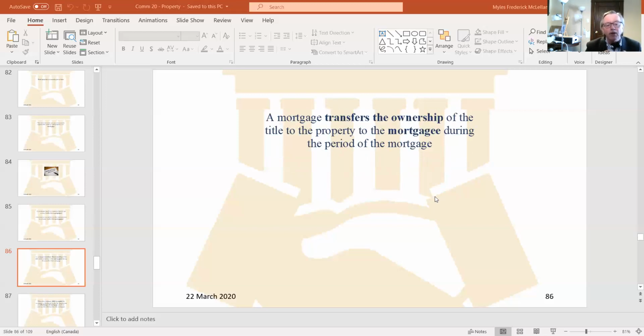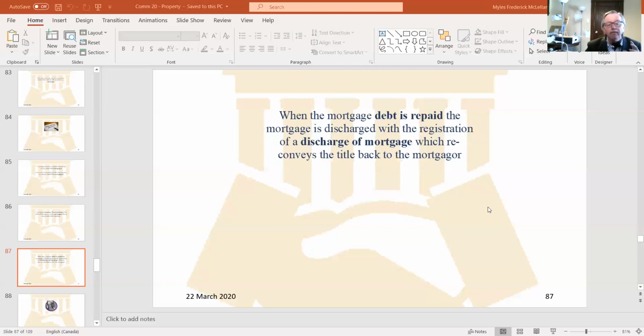So a mortgage transfers the ownership of the title to the property to the mortgagee during the period of the mortgage. Okay, so that's important to realize that if somebody is going to give up a mortgage, they're essentially transferring the vast majority of their title in the property while that mortgage is still outstanding. When the debt is repaid and the mortgage is discharged, then a discharge of the mortgage is registered on title, and what that does is it reconveys back the interest in the property that was covered by that mortgage back to the mortgagor.